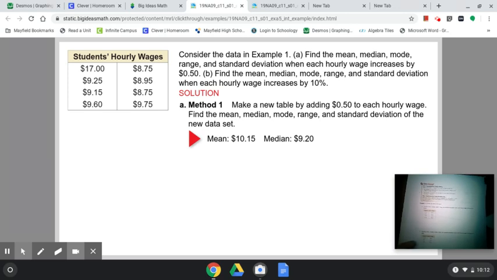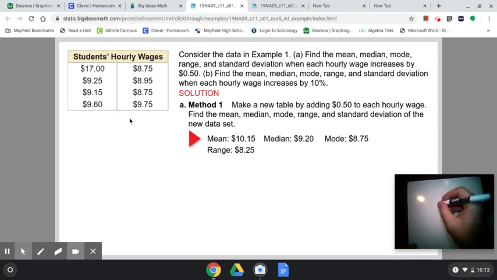The median went up to 9.20, and I already accidentally clicked it, but all you'd want to do is put those numbers in ascending order and find the two middle numbers. And then in this one, you'd have to actually add them and divide. And then the mode you can see is 8.75. Now that occurs the most often. The range, 8.25. All you had to do to find the range was take 17 minus the smallest number, which is 8.75, and you would get your range.